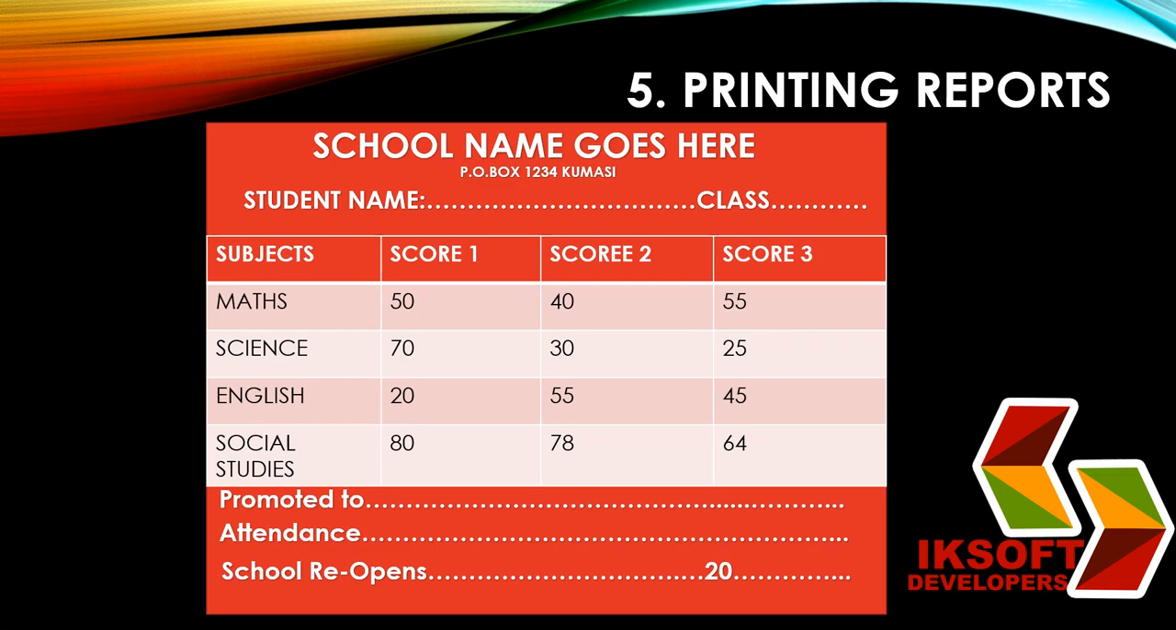Now this is the printing report, right? When we talk of printing the report, we will be printing the report of the student when we are done, right? Or at every examination session we will print a report, right? Good. Now you need to add your school name, your post box, student name and class, subject, score 1, score 2, score 3, anyhow you want to do it, promoted to, attendance, school reopens, and so on, with the year. So that is how the printing report works.